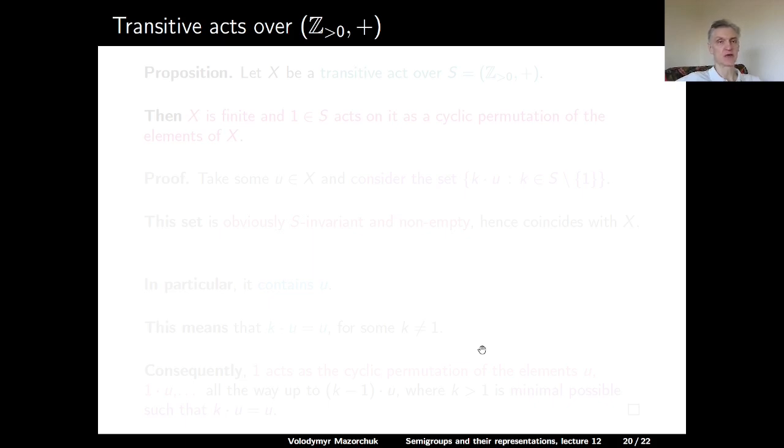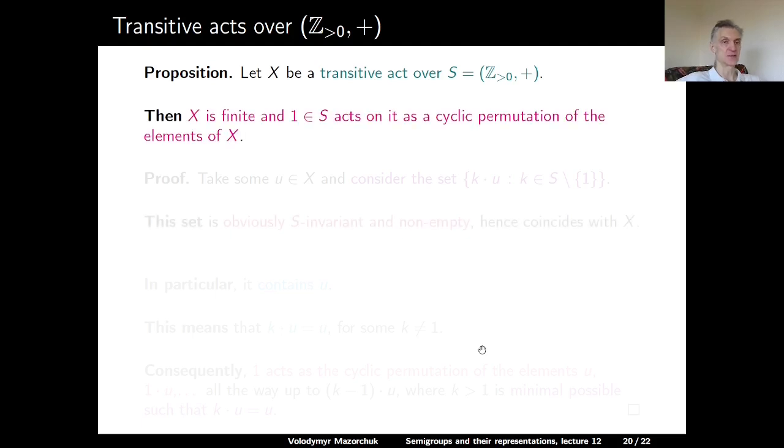And finally, let us talk about transitive acts over the additive semigroup of all positive integers. Proposition: let X be a transitive act over the additive semigroup S of all positive integers. Then X is finite, and the element 1 in S acts on this finite set X as a cyclic permutation of the elements of X.